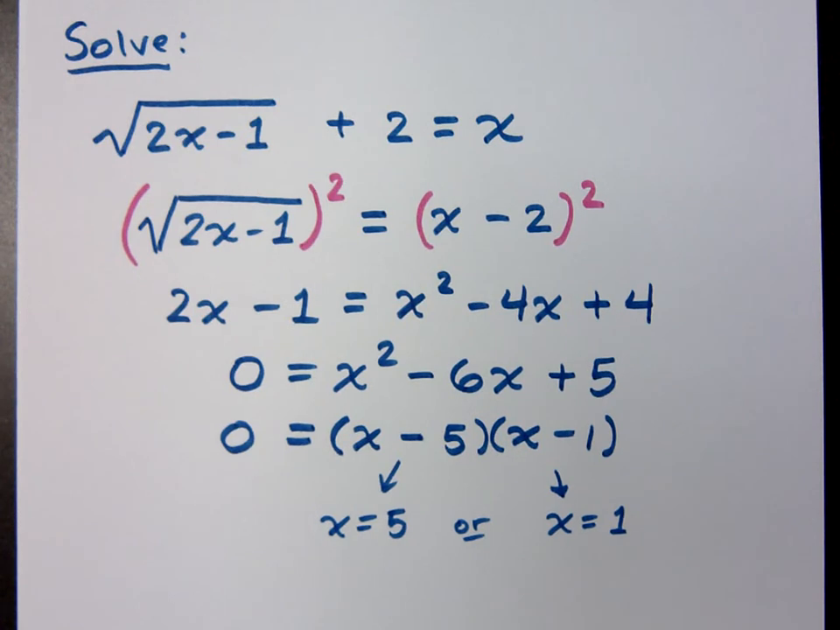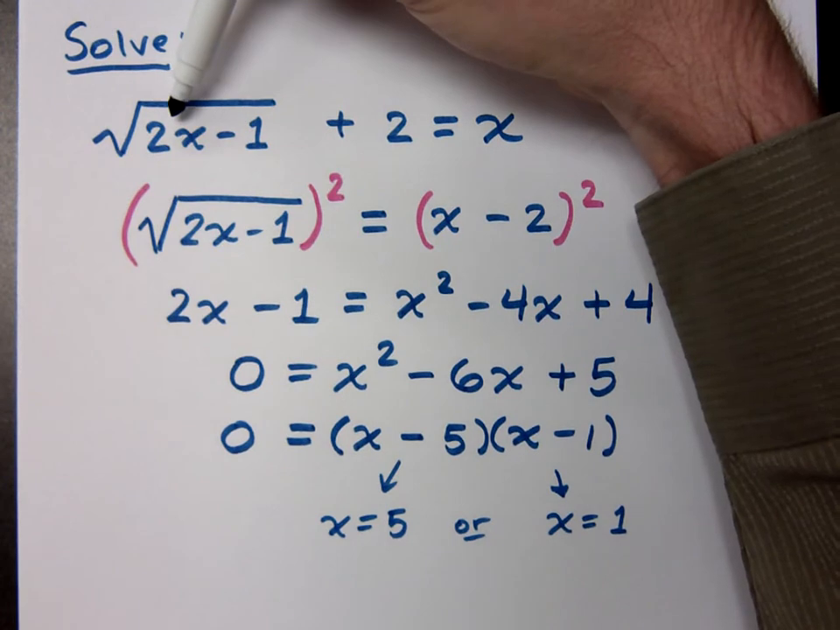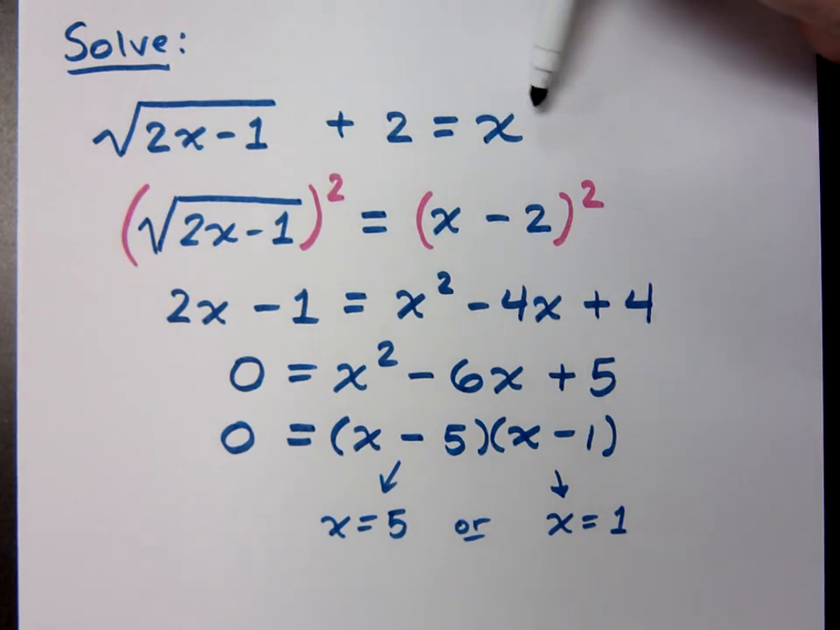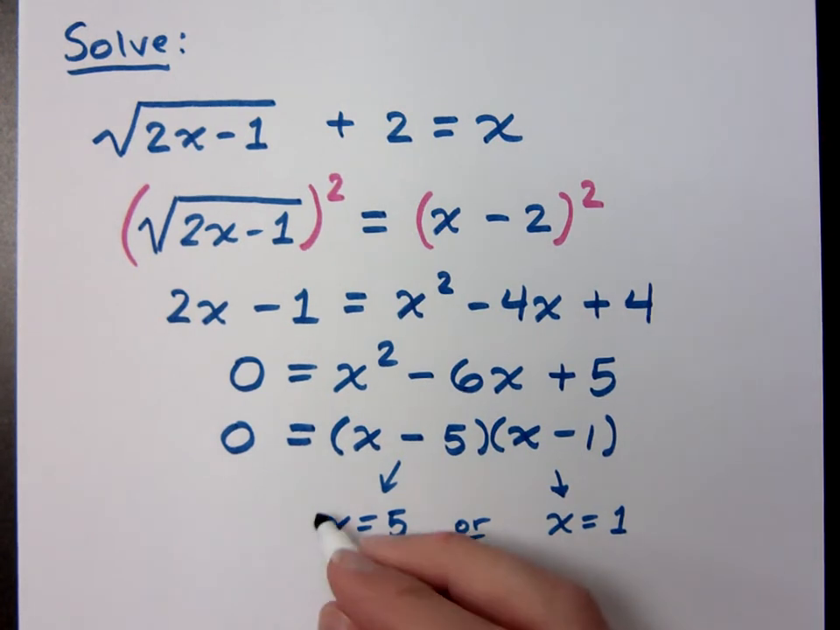Now let's see if we can do some mental math here. See if we can keep track of this stuff. If I plug in 5 up here, 2 times 5 minus 1 is what? 9. What's the square root of 9? 3 plus 2 is? So it equals 5, right? Does that check out? Okay.